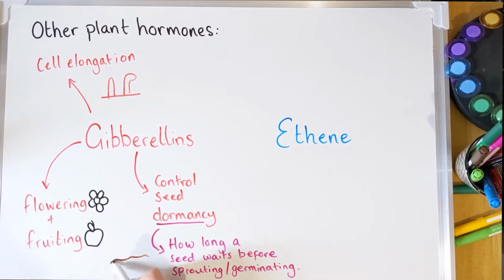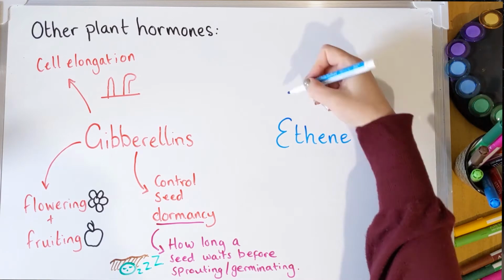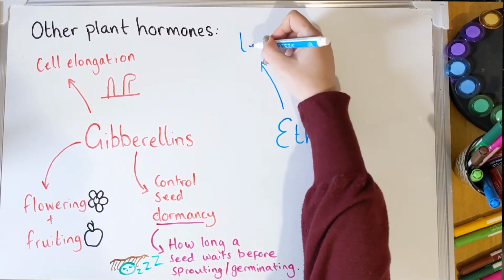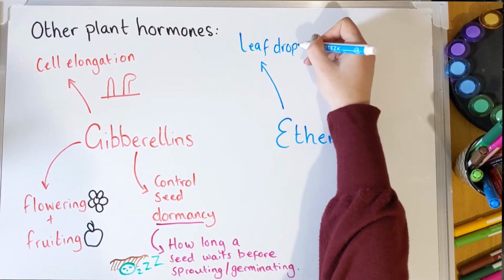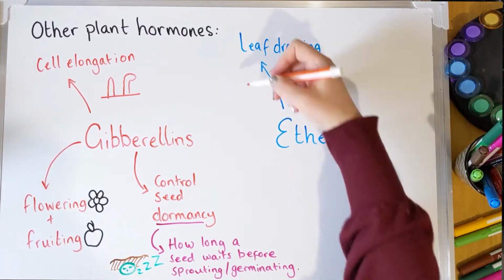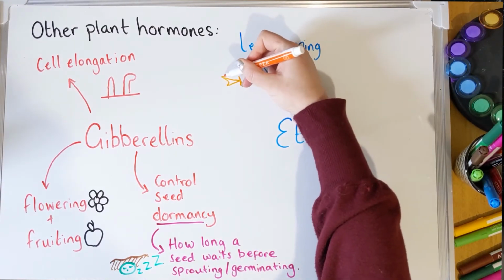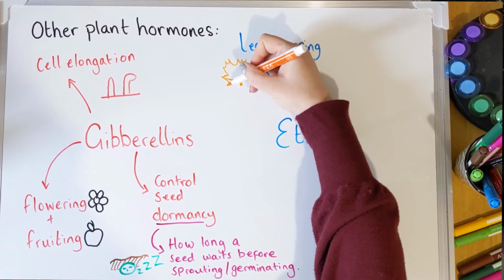So seeds will often lie dormant and wait for the right conditions before they sprout in the spring, for example. The other one is ethene then. Ethene is involved in a number of processes as well. It's involved in dropping of leaves, especially in autumn where they all turn to beautiful colours of red and yellow and orange. It's my favourite time of year by far because it's so beautiful.